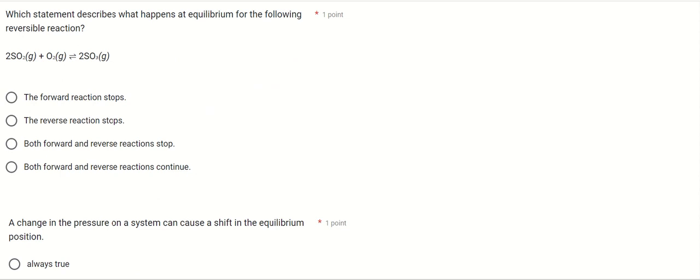Which statement describes what happens at equilibrium for the following reversible reaction? At equilibrium, the forward reaction stops. No, that's static equilibrium. So equilibrium is dynamic equilibrium. This is right out of your notes. I think this is also right out of your assignment.